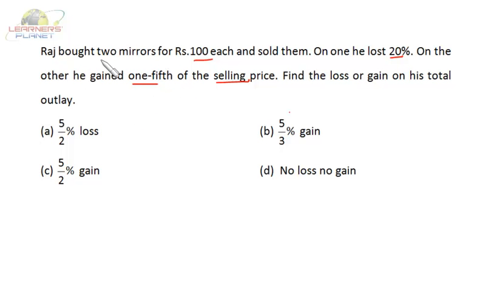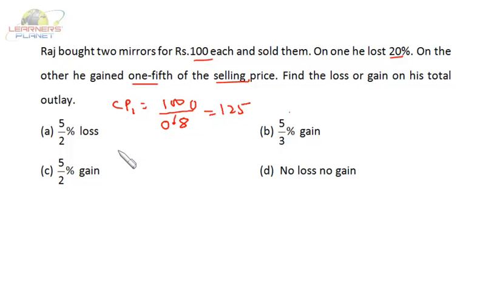Now let's assume in this case, the selling price of the mirror is 100 rupees per piece. So the cost price of the first mirror will be 100 over 0.8, since we are making a loss of 20%. So it is 125 rupees.